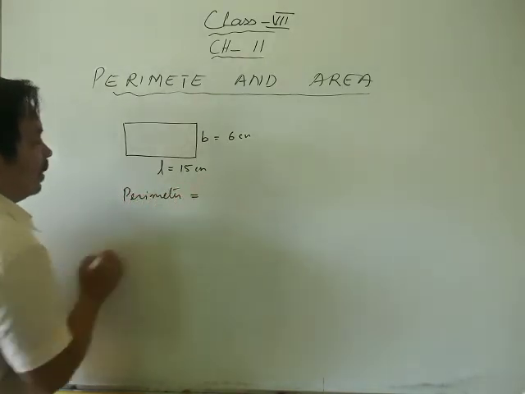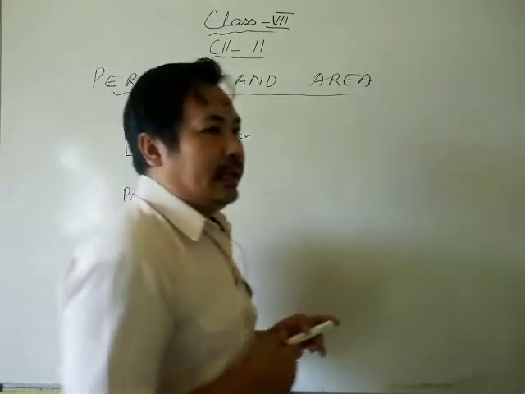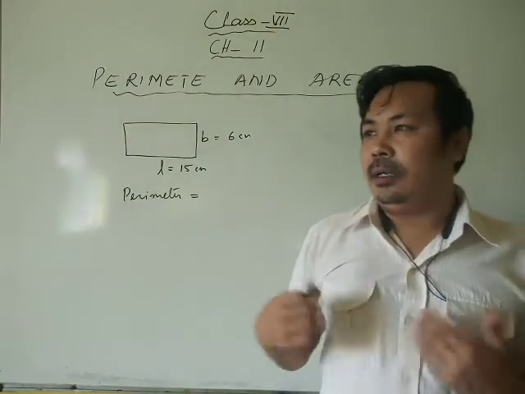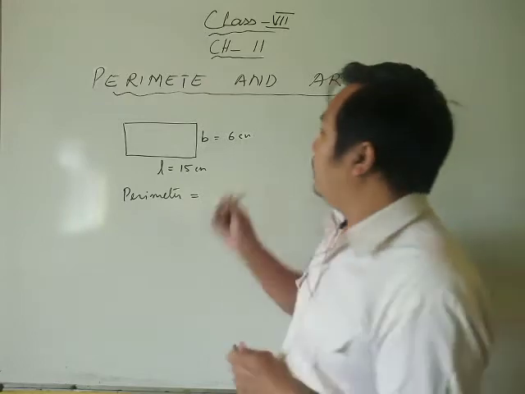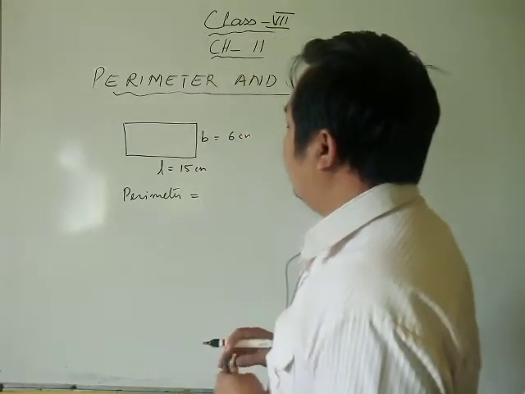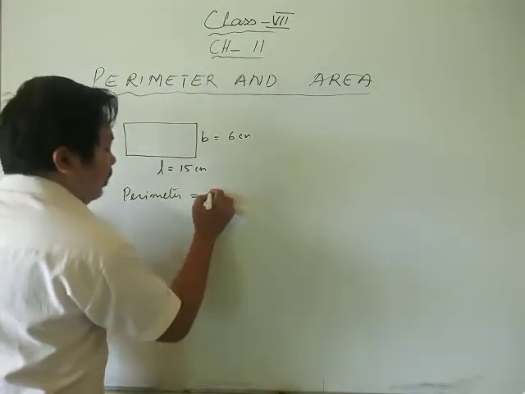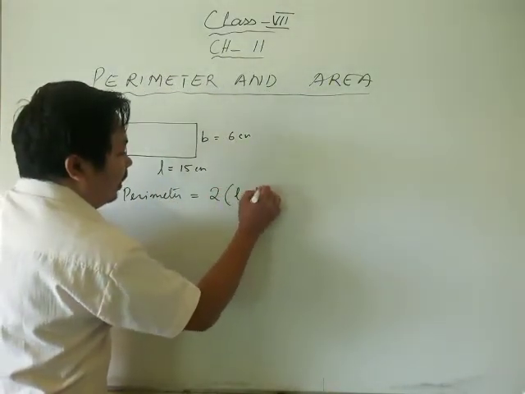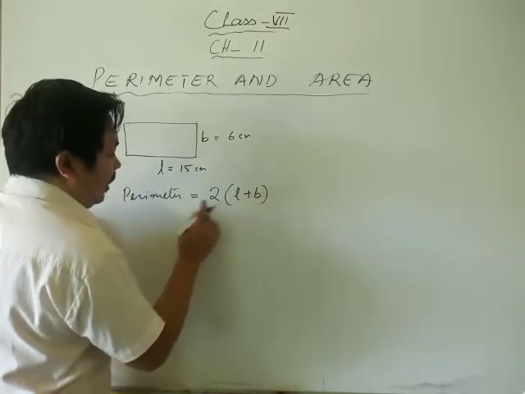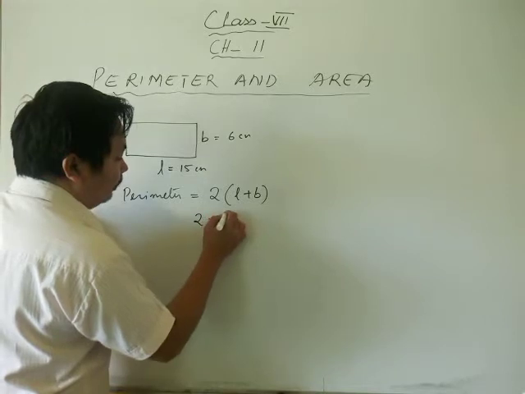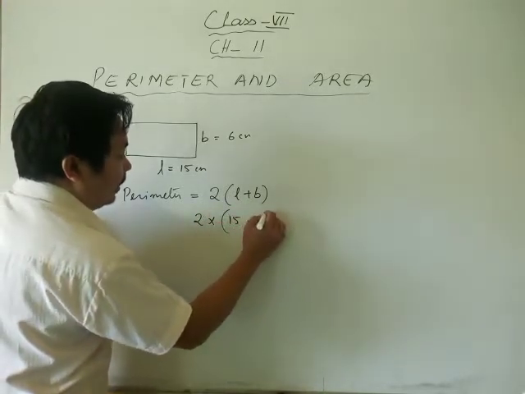The perimeter will be, you have already known the formulas for finding the perimeter of some shapes, isn't it? See, the perimeter of a rectangle is 2 into (L plus B), meaning 2 into (length plus breadth), isn't it? So here, 2 into, in the bracket, L is 15 plus B is 6.